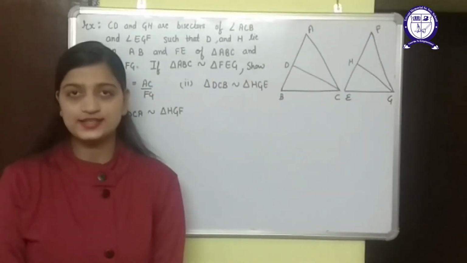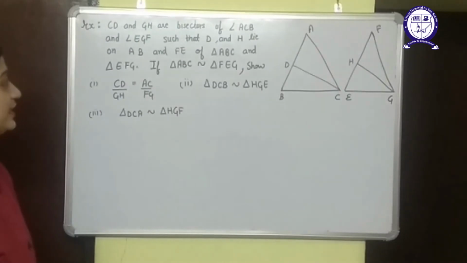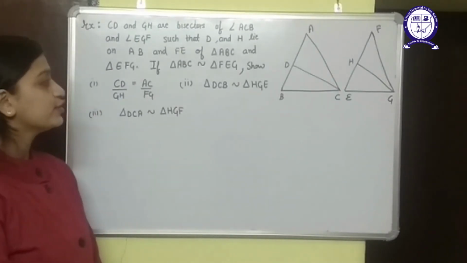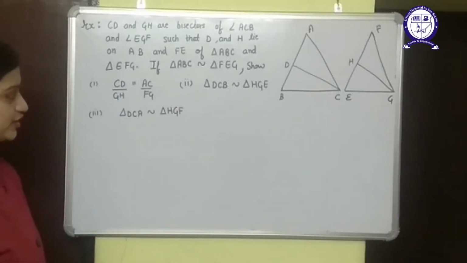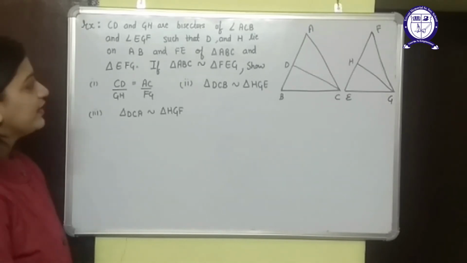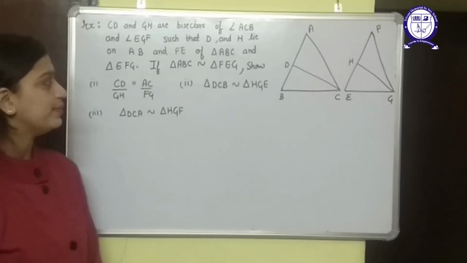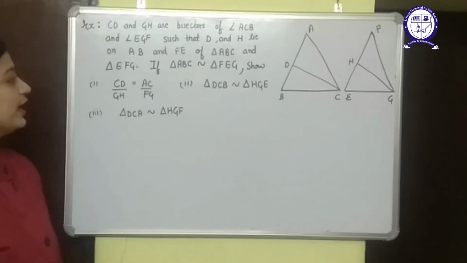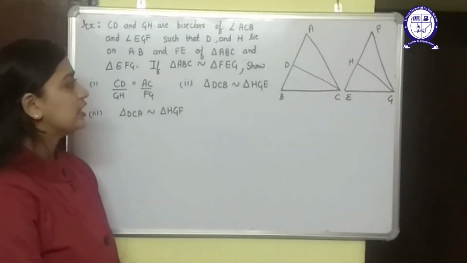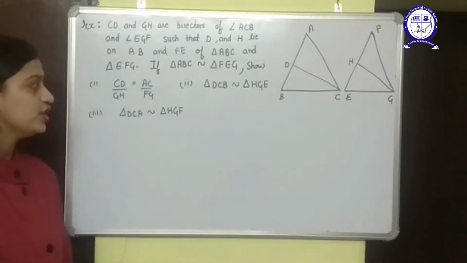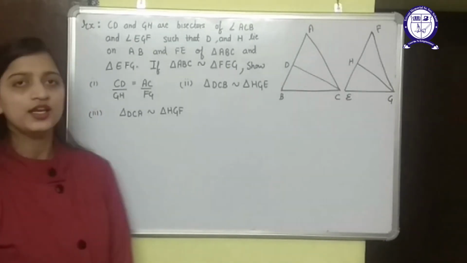Now coming to the next example. CD and GH are bisectors of angle ACB and EGF such that D and H lie on AB and FE of triangle ABC and EFG. If triangle ABC is similar to triangle FEG, we need to show these three things.